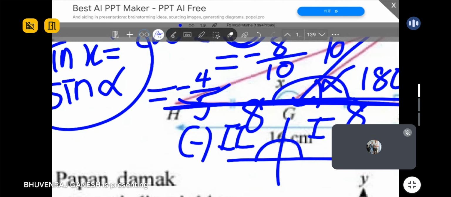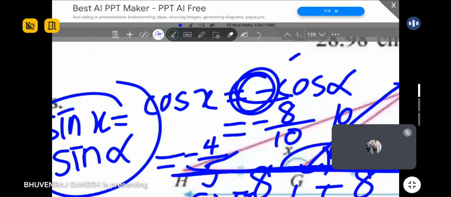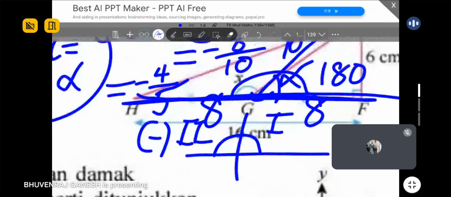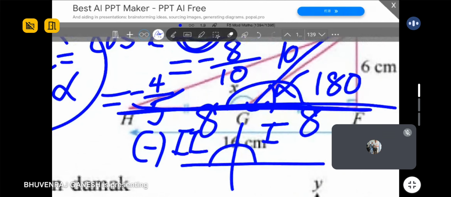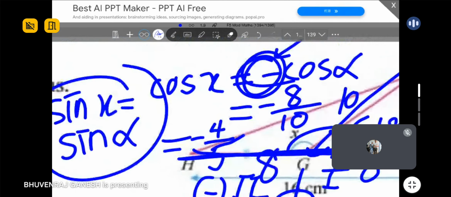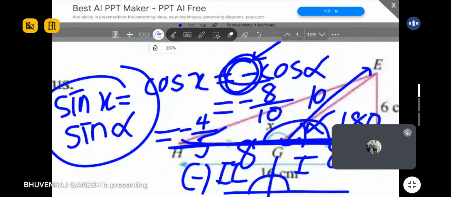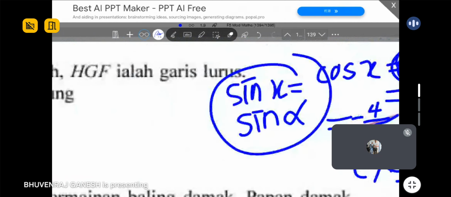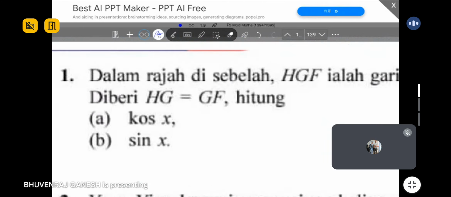Tapi cos dia negatif kan dalam kuadran kedua. Cos is negatif. That's why saya tambah negatif kat sini. Cos X sama dengan negatif cos alpha. Sama dengan tangent. Tangent X sama dengan negatif tangent alpha. Sebab tangent negatif dalam kuadran kedua. Boleh faham? Okay, so yang ni kita bincang total angle dia 180. So boleh guna rumus yang ni. Okay, this applies for 180 degree angle in total. So yeah, you should get 3 over 5 for sin X.